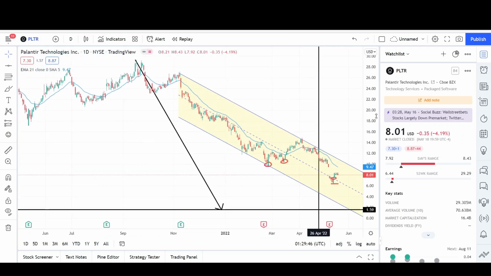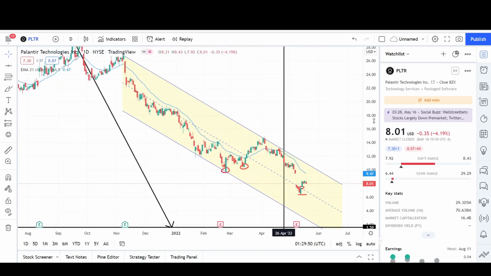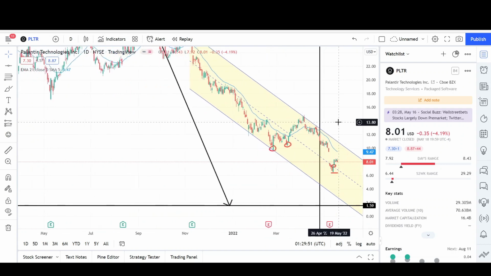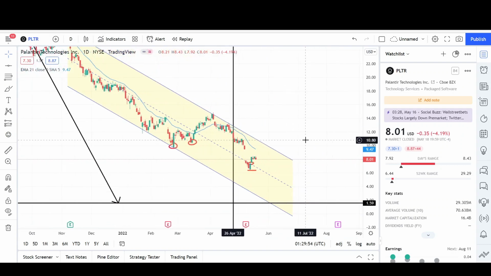You don't just use your emotions to trade. You've got to use something logical and something mathematical or systematic, which is these measured moves. So that's why they play out very well.